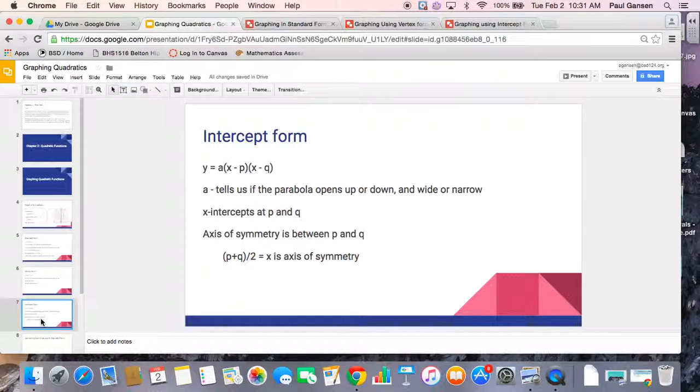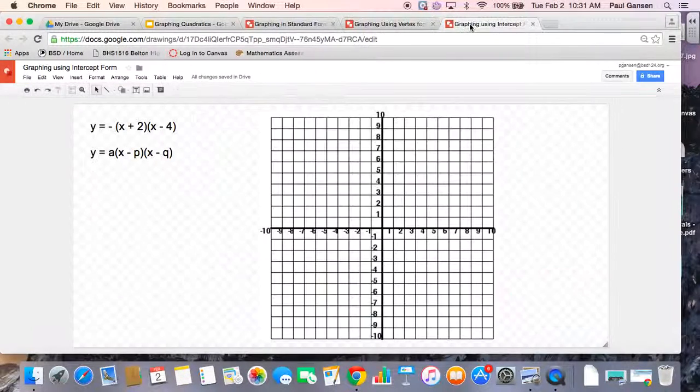Again, just like we did with h in the last one, you have to think a little counterintuitively. Notice how it's x minus p and x minus q, so it's going to be the opposites of what we see. Your axis of symmetry is directly between p and q. There are two ways you can find this. You might be able to just see it on the graph and count it in. Otherwise, if you take p plus q, divide by 2, that will tell you where your axis of symmetry is. So let's go and see how we can use that.